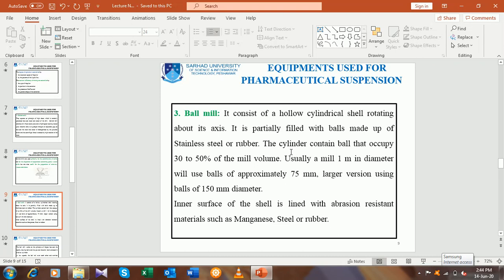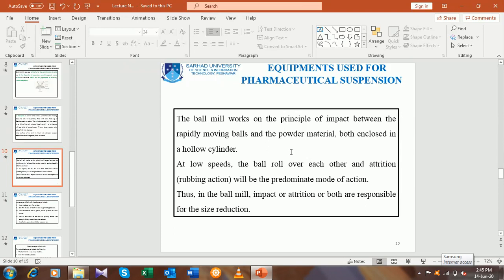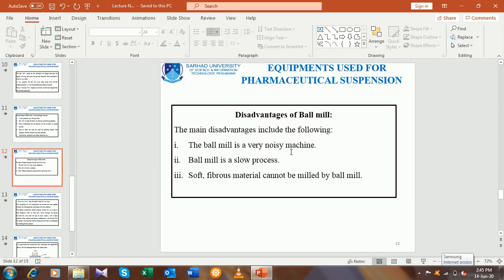After that, we discussed in detail the ball mill: the composition of the ball mill, the construction material of the ball, the inner surface composition, the size of the ball, and the working principle of the ball mill. And finally, impact and attrition, both are responsible for particle size reduction. Some advantages of the ball mill, disadvantages of the ball mill.